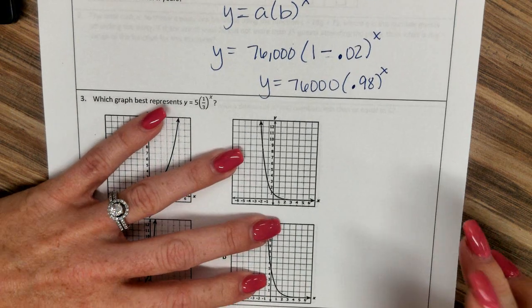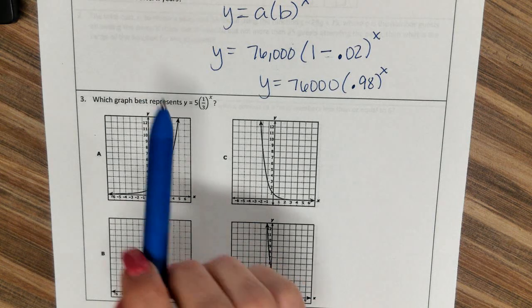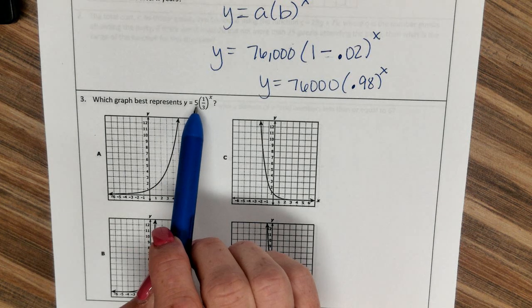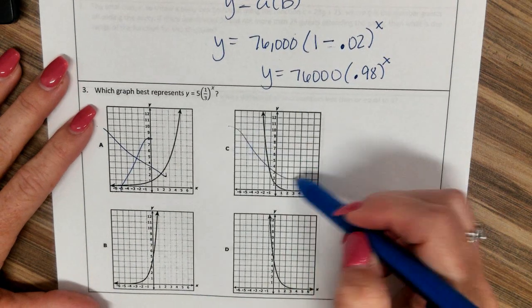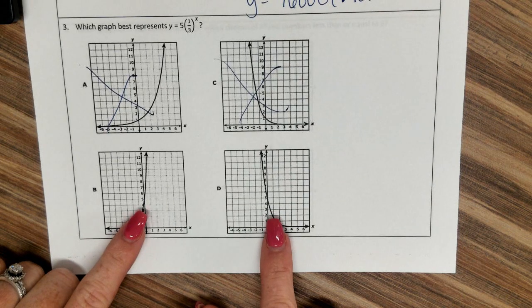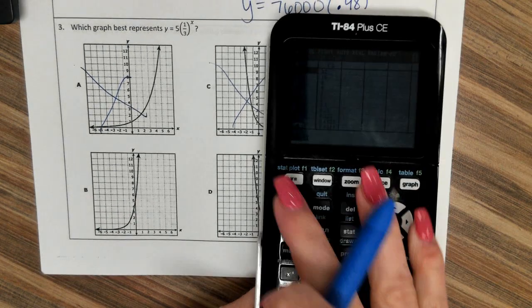All right, this last one, which graph represents that, guys? Just use your calculator. You do know right away the y-intercept is what? 5. So I could take off A, I could take off C, but I couldn't take off either of these because they both have a y-intercept of 5. So then I just go for my calculator from there.